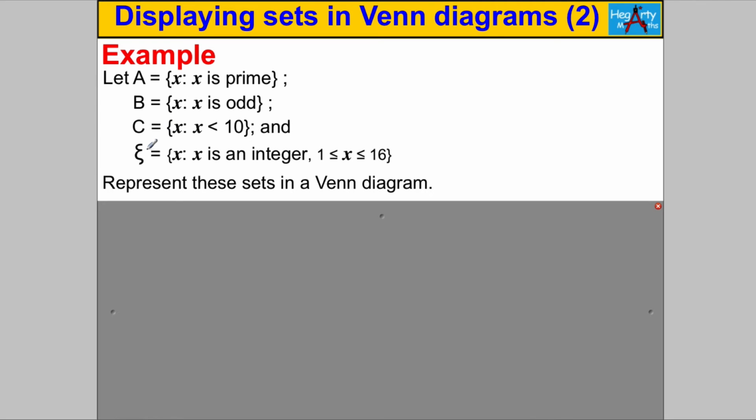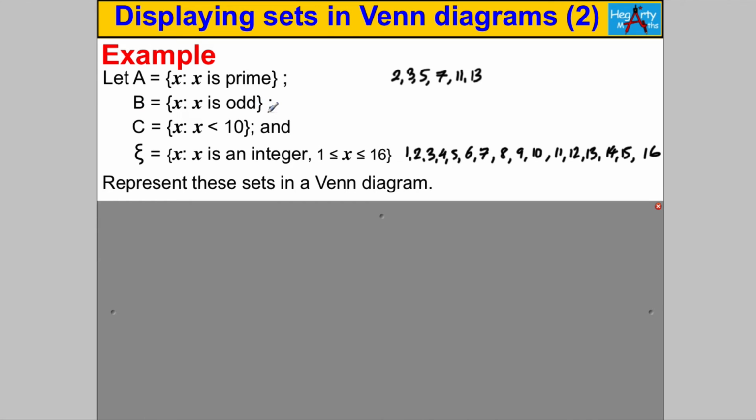Okay, let's list the elements in the universal set psi. They are the integers bigger than or equal to 1 and less than or equal to 16, so they are as follows. Okay, now let's try and list the elements in each of the sets. Set A, they're the prime numbers, bigger than or equal to 1 and less than or equal to 16. So the primes here must be 2, 3, 5, 7, 11, 13 as follows.